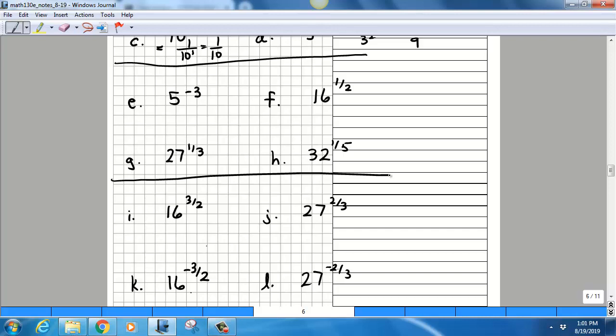What now? Yeah, that's 1/5, yeah. It's hard to read my handwriting sometimes. Yeah, that line.